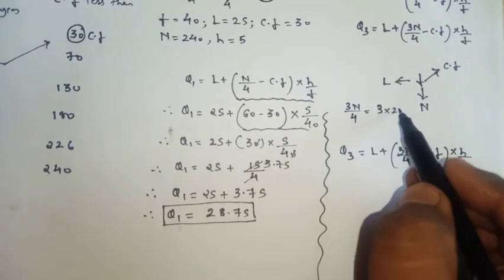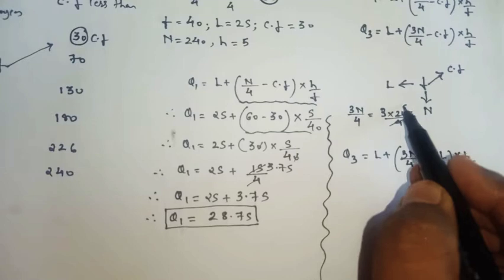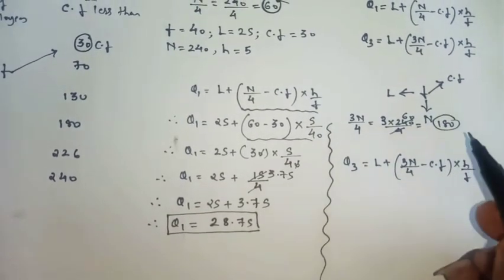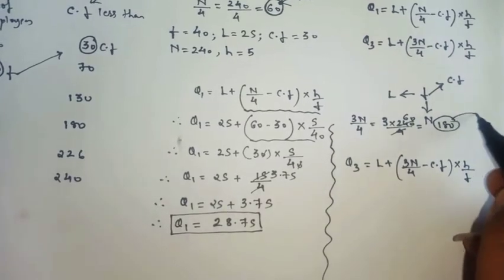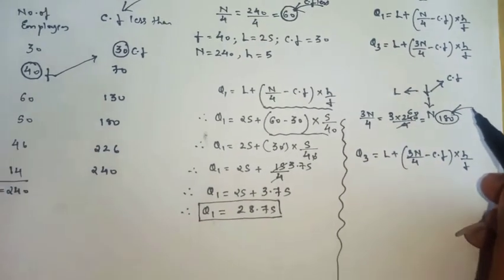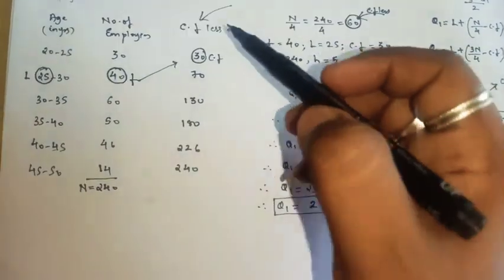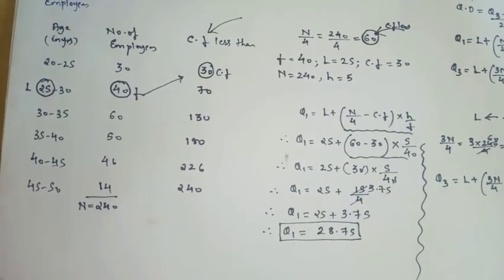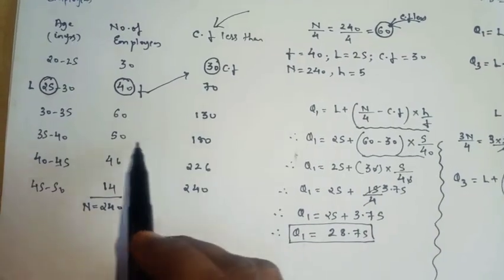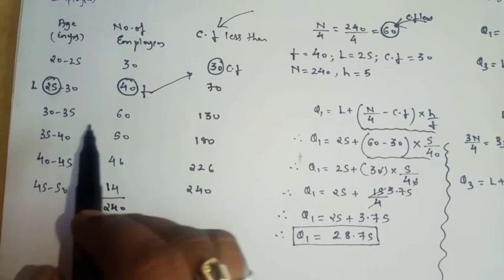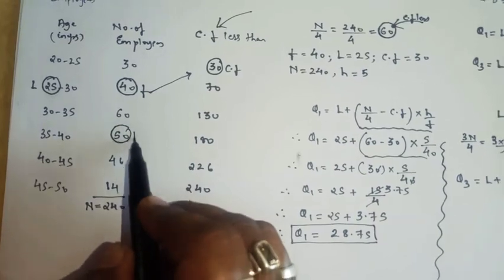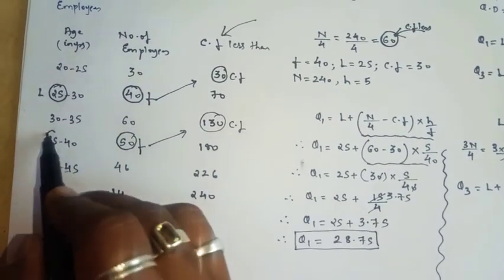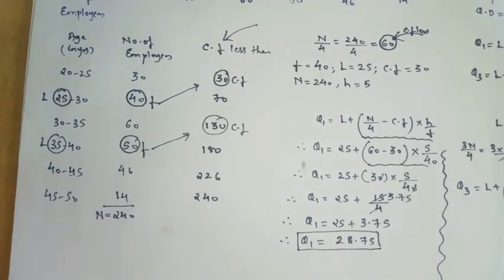So 3 into 240 upon 4. 4 ones are 4, 60s are 240. So here the answer is what? 180. Okay. So now this 180 you will take and you will see where 180 lies in the cumulative frequency. As clearly we can see that 180 exactly lies between this class 35 to 40. So this will be what, our frequency, this will be what, our cumulative frequency, and here this will be what, the lower limit.